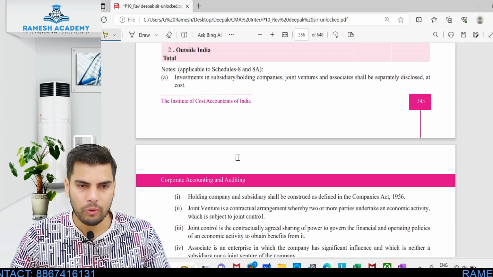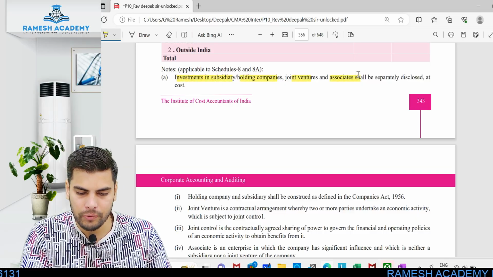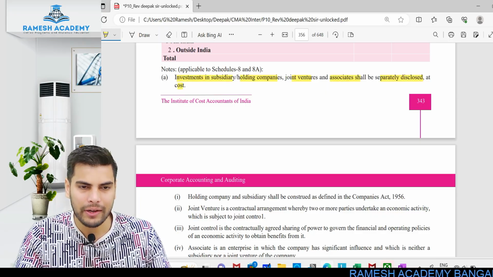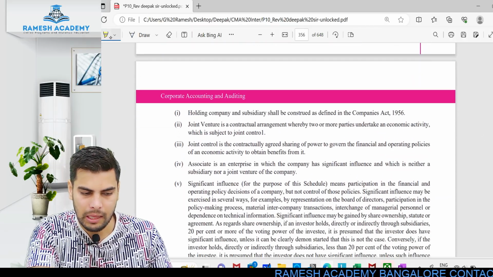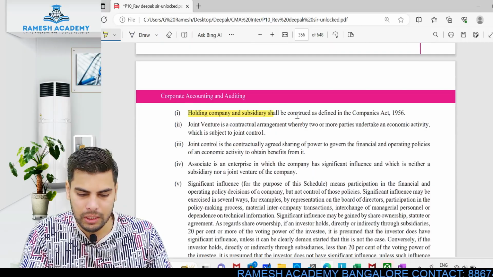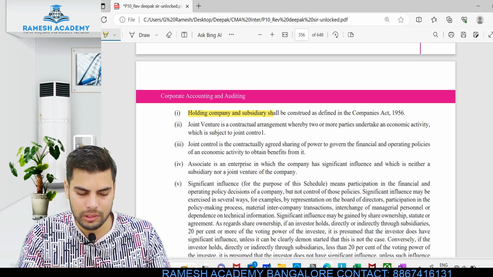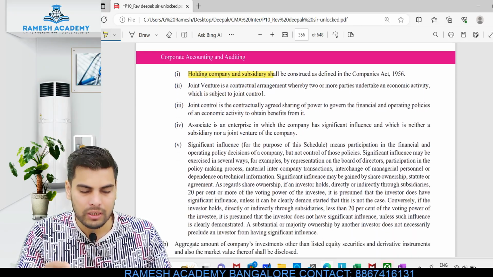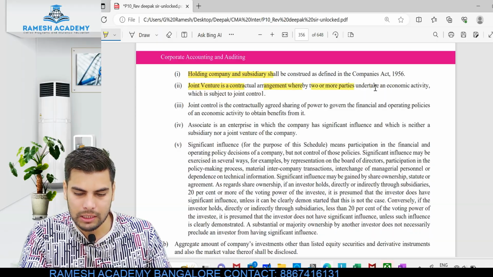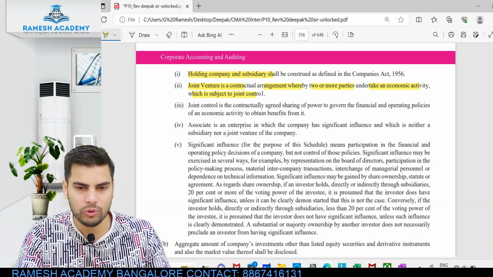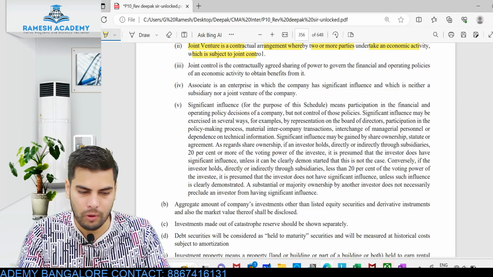Okay, before that, let's talk about these particular points relating to investment. So investment in subsidiary or holding company, joint venture, associate shall be separately disclosed at cost. So these investment in subsidiary company has to be disclosed at cost. Okay, and then holding company and subsidiary company shall be construed as defined in Companies Act. What exactly is the meaning of holding company and subsidiary company? That would be as per the definition provided in the Companies Act. Joint venture is a contractual agreement whereby two or more parties undertake an economic activity which is subject to joint control. You already know what exactly is this joint venture, right? At your foundation level, you would have already discussed this.